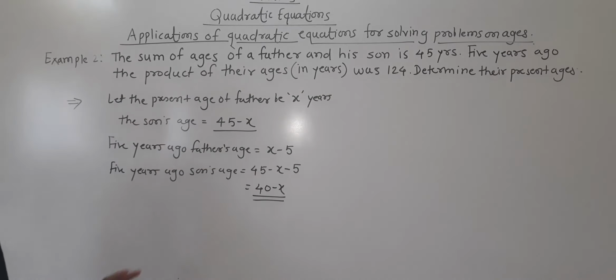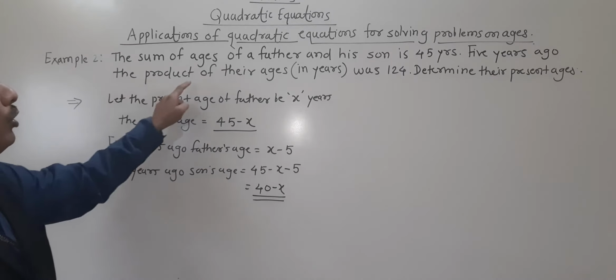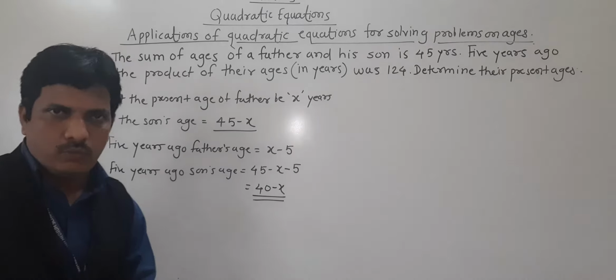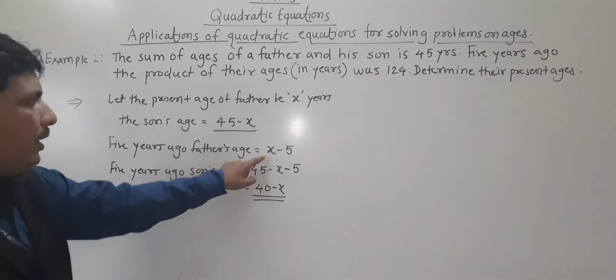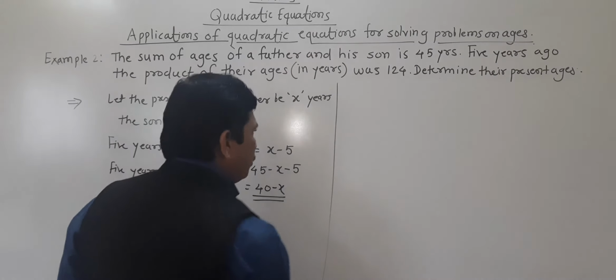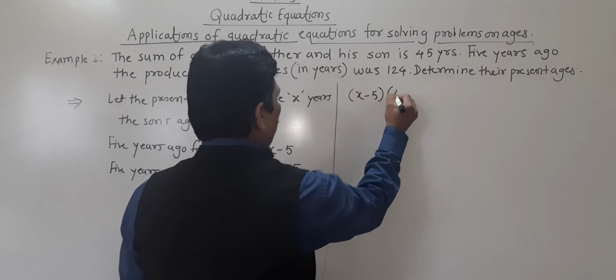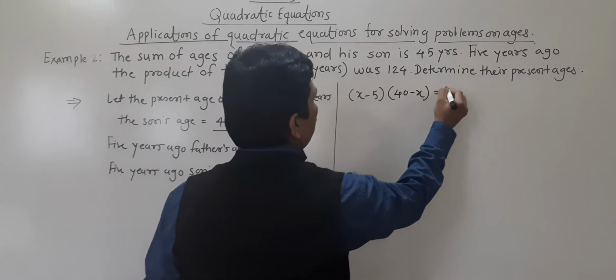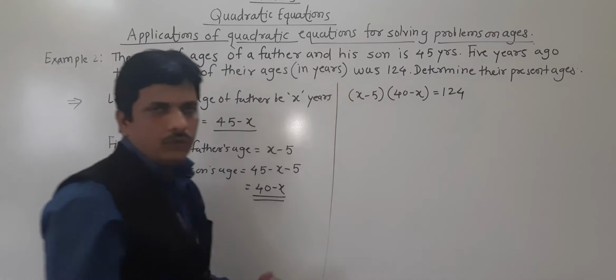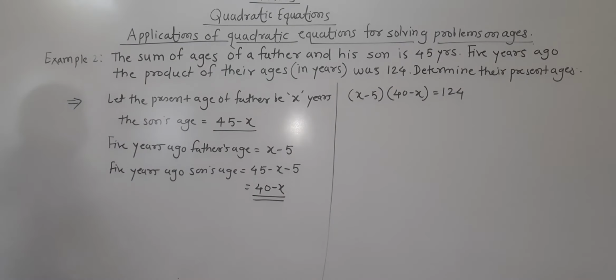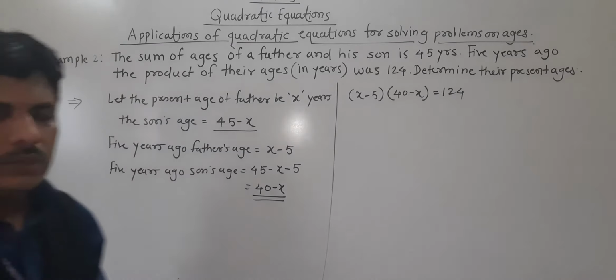Okay, now what is given? See, 5 years ago, the product of their ages was 120. Product of their ages. So x minus 5. So according to the condition, x minus 5 into 40 minus x is equal to 120. Okay, x minus 5 into 40 minus x is equal to 120.